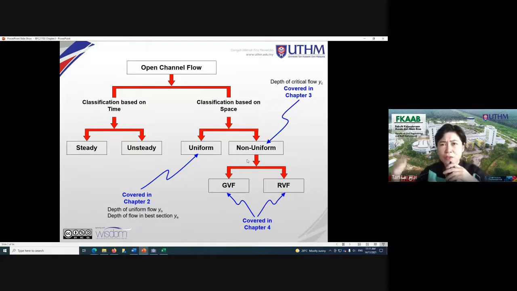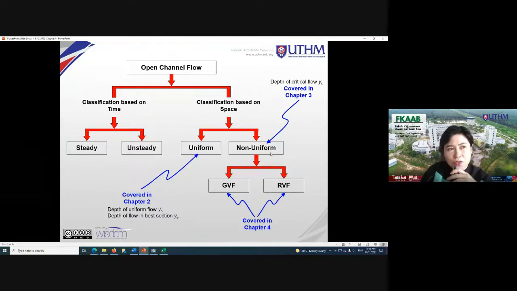For example, flow over a broad crested weir, we can use it to analyze when there's overflow over a river dike, or also in rivers, overflow over rocks or a weir or anything, flow going through an obstruction. Now, this is what we are going to learn in chapter 3, today's lesson.